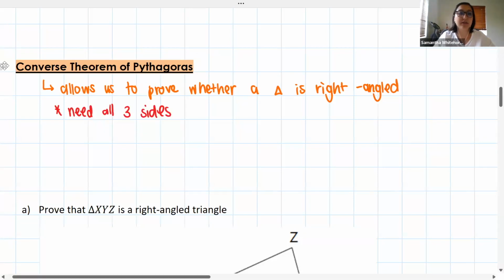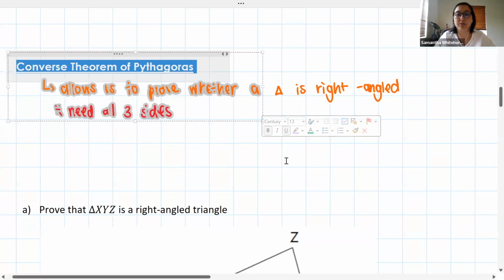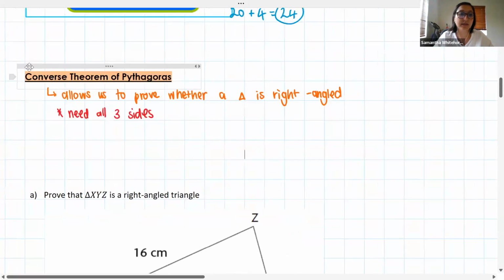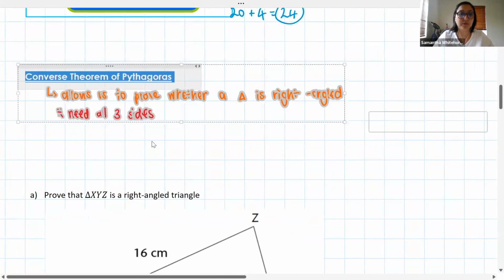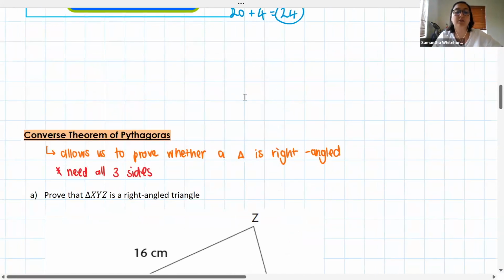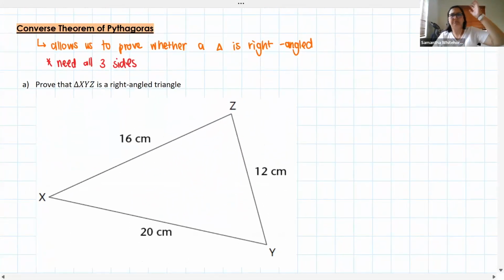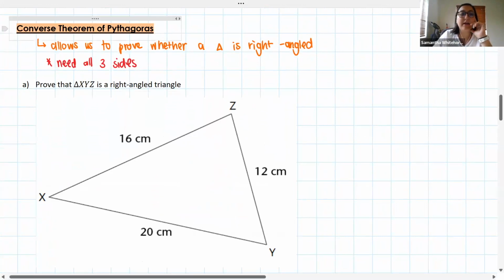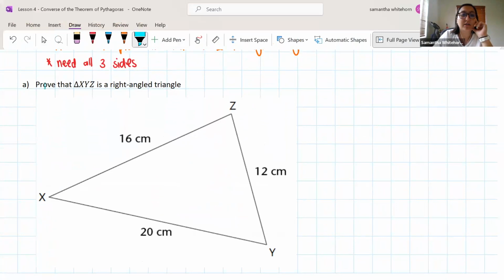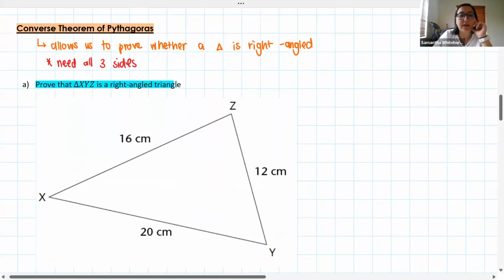All right, so I'll leave this here, but we're going to have a look at an example. What I am going to do is move it down so that we're not wasting space. So if we have a look at this first example here, we've been given triangle XYZ, and the question specifically asks us to prove that XYZ is a right angled triangle.